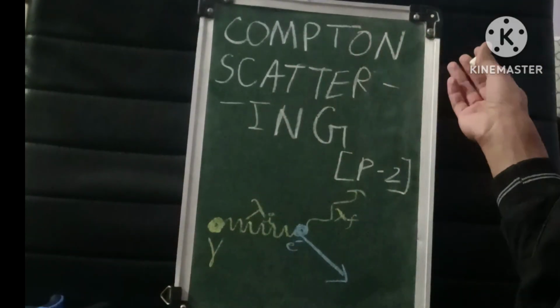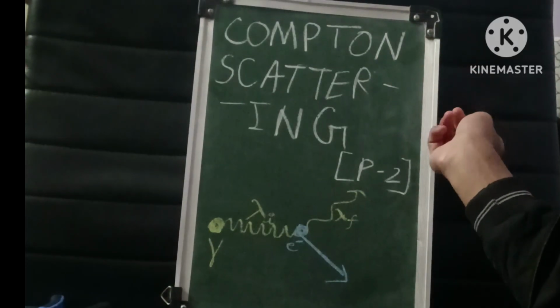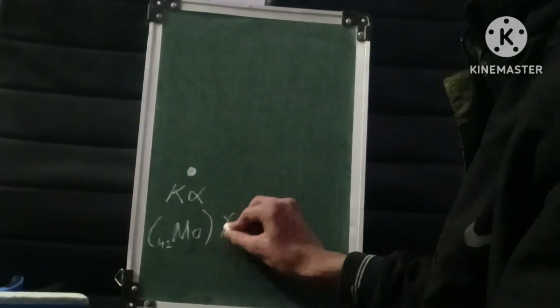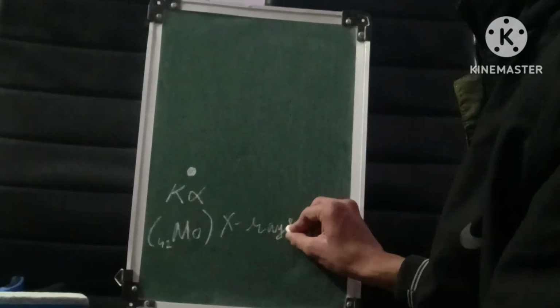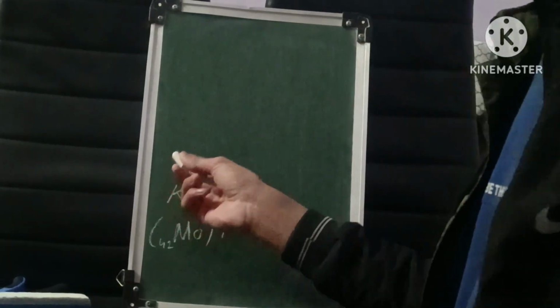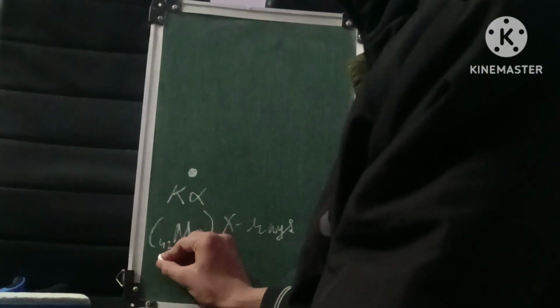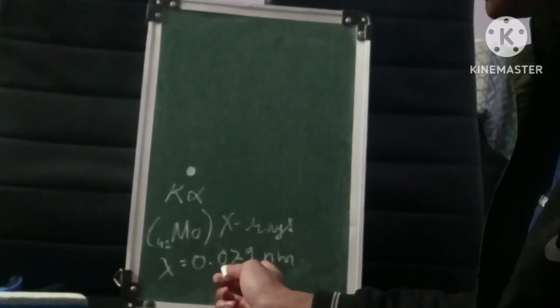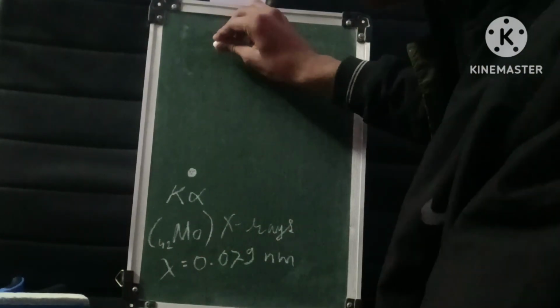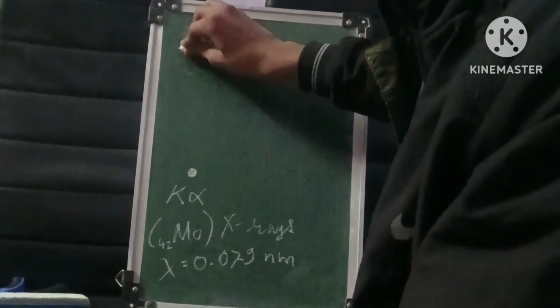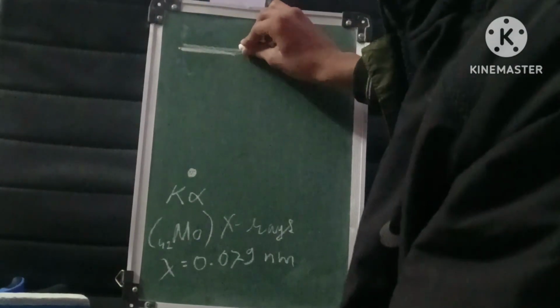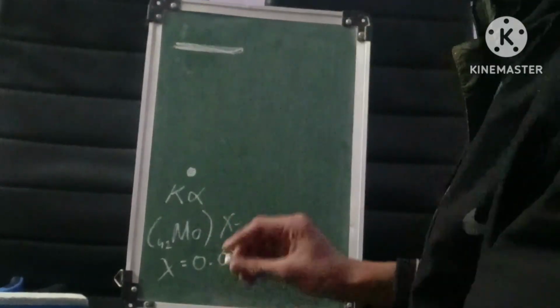Today we are continuing the Compton Scattering. This is part 2 of the series of experiments that Compton did. Here, let's take the source of X-rays, that is molybdenum X-rays. This is the source we have, and its wavelength is 0.079 nanometer. Further, we placed a graphite foil above the source.